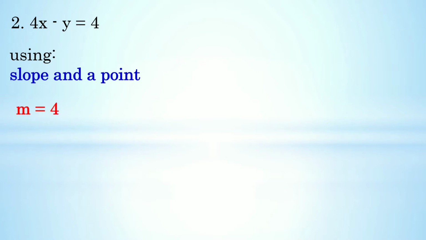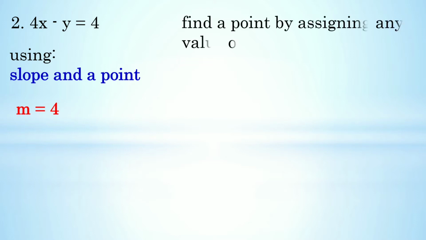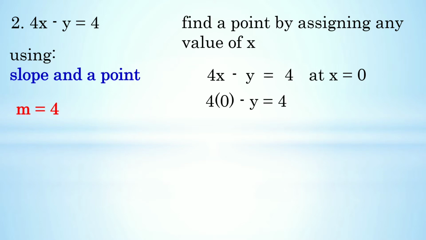So, ang slope po niya ay 4. So, kagaya ng sabi ko last time, pag kumuha tayo ng point, kailangan nating mag-determine or magbigay ng value ni x para makuha natin yung value ni y. So, ang ginamit ko dito ay 0. Ayan. So, find the point by assigning any value of x. So, at x is equal to 0, we have 4x minus y equals 4. Then, si x palitan natin ng 0.